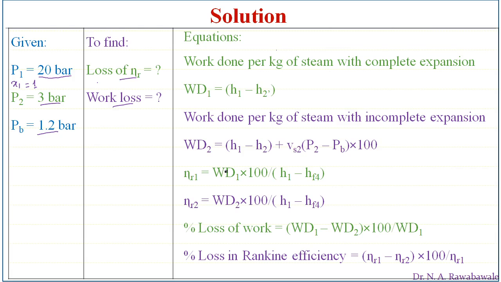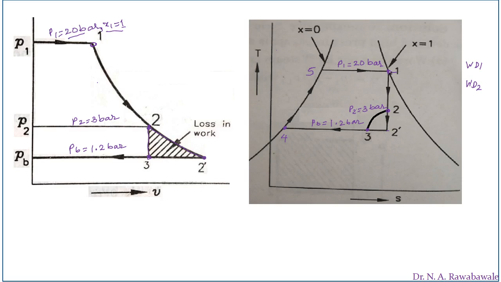So now what we want to find out is the work done in two cases. Work done per kg of steam with complete expansion, that is, expansion is complete without any restriction. Then work done is given by H1 minus H2 dash. We can see in this diagram, H1 is the enthalpy at point 1, H2 dash is the enthalpy at point 2 dash. H1 minus H2 dash is the work done in a cycle if the expansion is complete without any restriction from 1 to 2 dash.